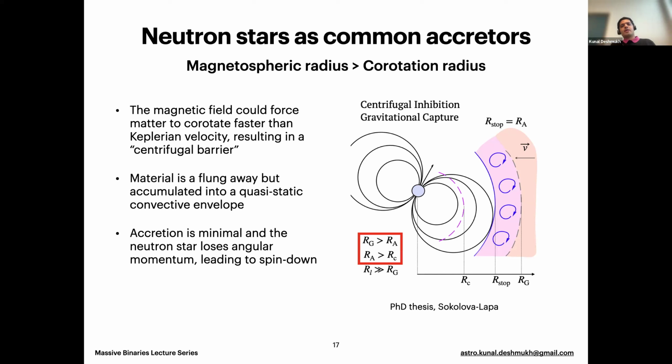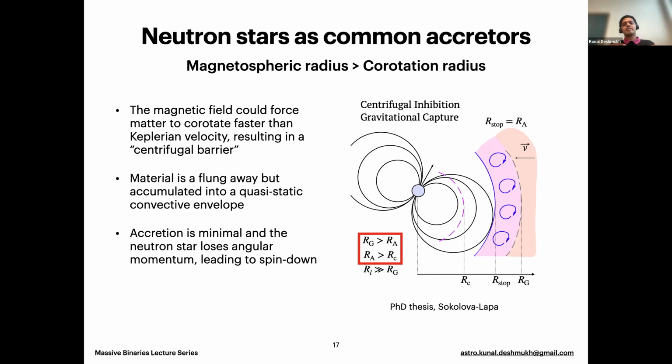The first case is when the magnetospheric radius is bigger than the co-rotation radius. What happens in this case is that, as I said, if you're beyond the co-rotation radius and you start co-rotating with the neutron star, you're at a super Keplerian velocity. So the matter at this radius and trying to co-rotate will be flung away, and it can't accrete anymore. So what we get is a centrifugal barrier. Material can't really penetrate through this in this regime.